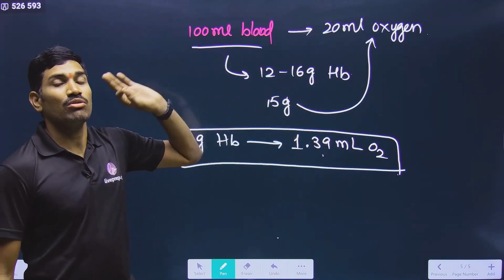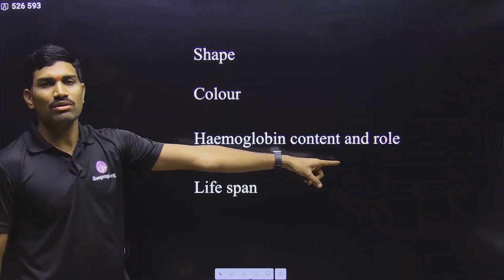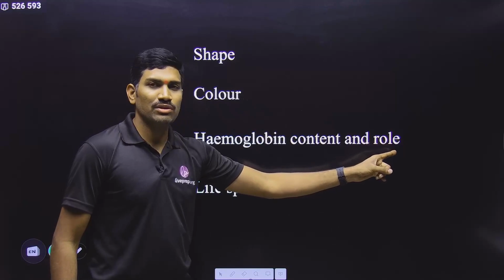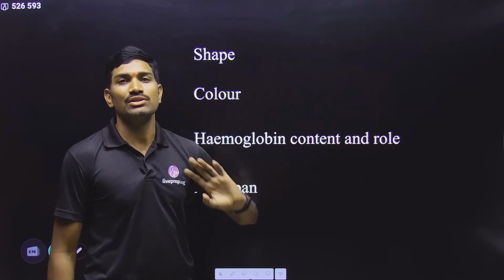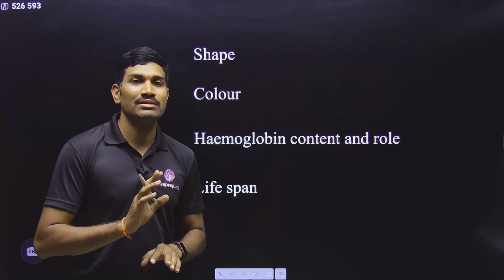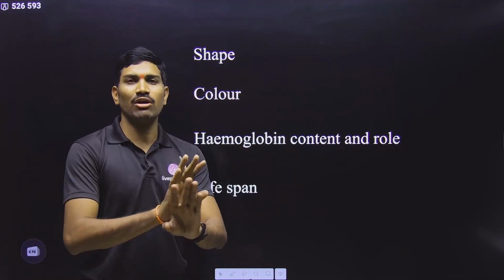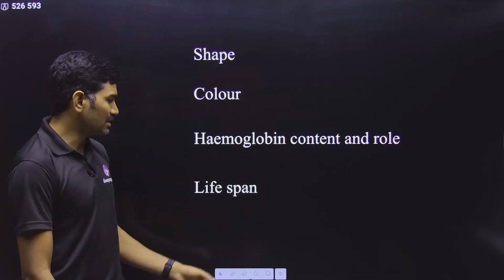In this way, hemoglobin is very, very important for the transport of these gases. That is the role. It is involved in both transport of oxygen and transport of CO2. When oxygen is combined with hemoglobin, it will form oxyhemoglobin. And when CO2 is combined with hemoglobin, it forms carbaminohemoglobin. All the points we studied very clearly in the previous chapter.